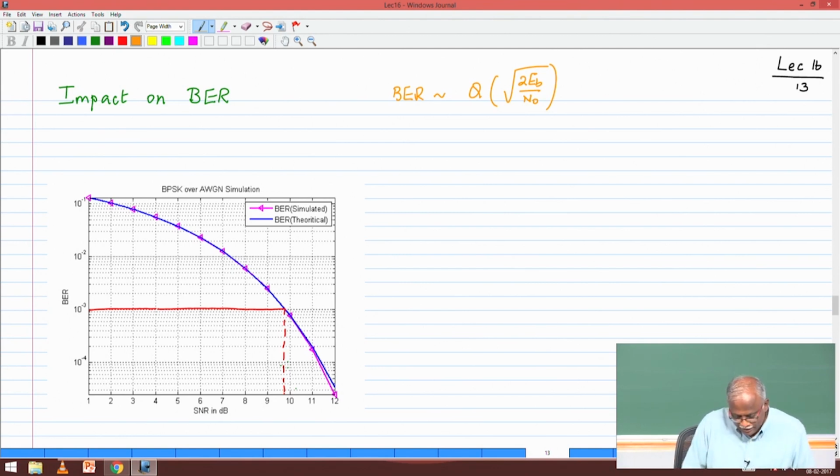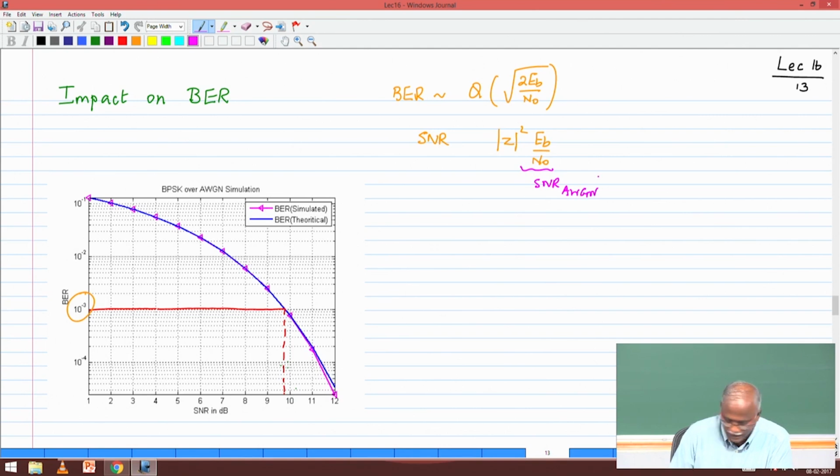Now, basically, let us say that you are operating somewhere close to 10 dB, you have 10 power minus 3 BER, you're very, very happy. Now, you change it from an AWGN channel to a fading channel. So, the SNR in a fading channel is given by mod Z squared times the Eb by N naught that you will have in an AWGN channel. So, this is the SNR in an AWGN channel.